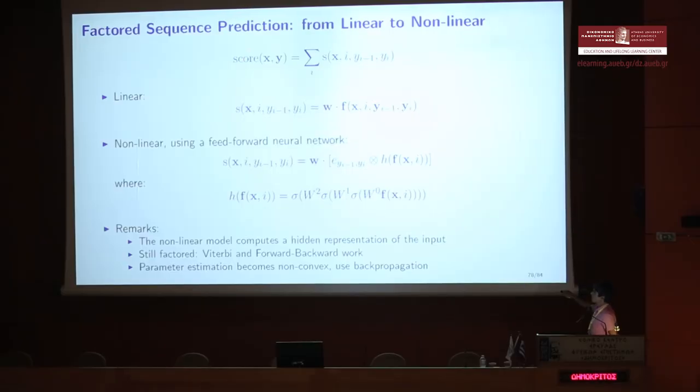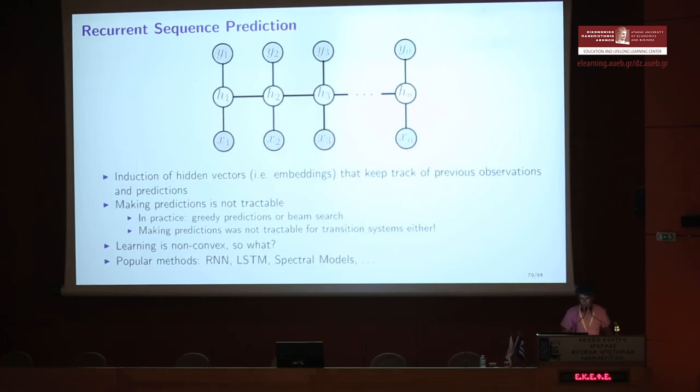So when I say I'm scoring structures by the scores of each part, that is compatible with nonlinear models, because we can still take this approach, but compute the scores for each bigram in a nonlinear fashion, right? If you do that, it's still a factored model that is nonlinear, okay? So you still get the benefits of Viterbi and forward-backward, okay? But parameter estimation becomes non-convex, okay? So you use backpropagation instead of the other algorithms.